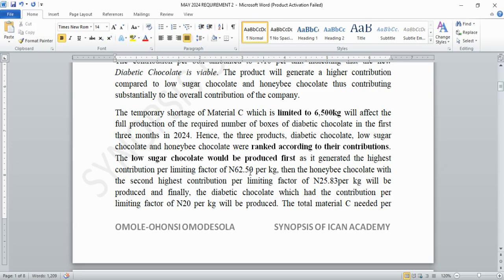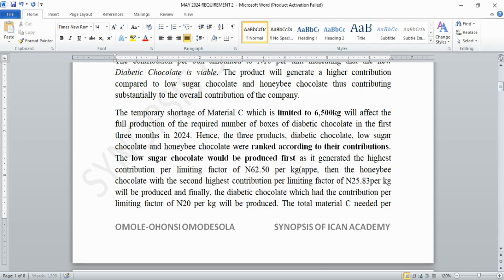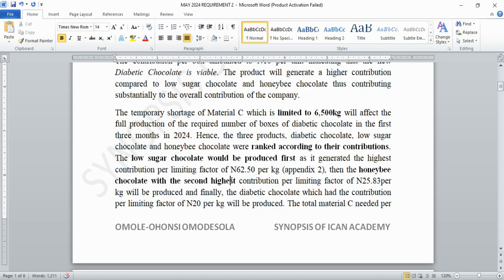If you didn't say all computations are contained in appendix 2, you can just come here and say in brackets appendix 2. But we already said all computations are there, so we don't really need to do that. Then the honey bee is the second to be produced, second highest. And finally, the one with the diabetic chocolate would also be produced. So you're telling them what you did.